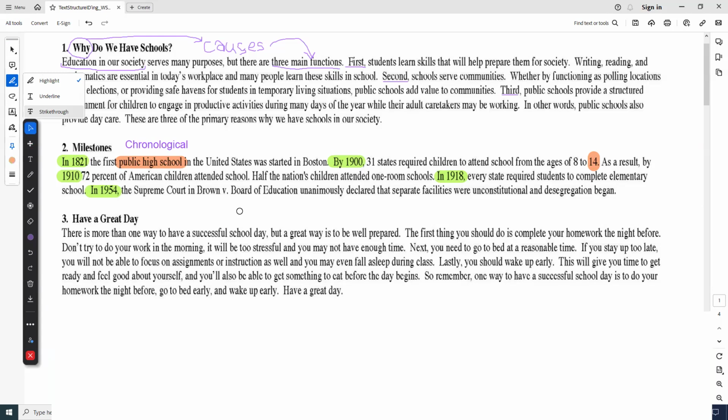So there's more than one way to have a successful school day, right? And so we can kind of figure out that this is our topic, but a great way is to be well prepared. And then it goes into the sequence. The first thing you should do, next. Sometimes we use what is called a conditional, when we give a scenario using if, and then we see lastly.